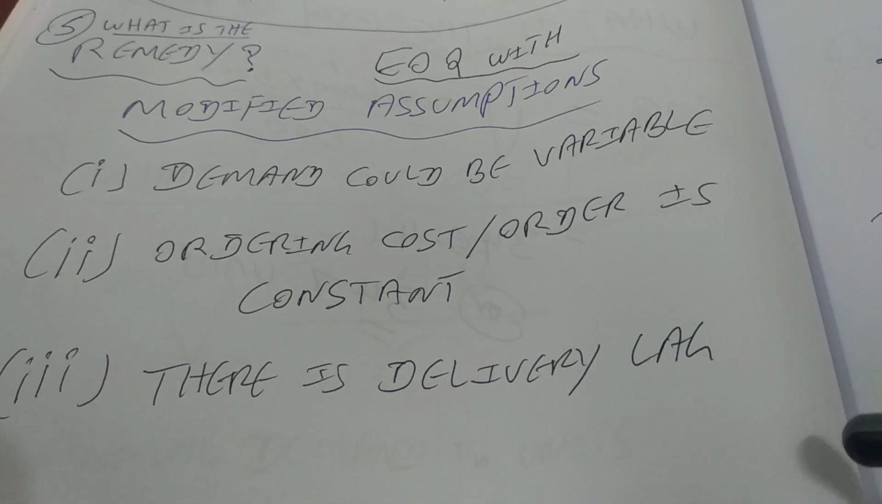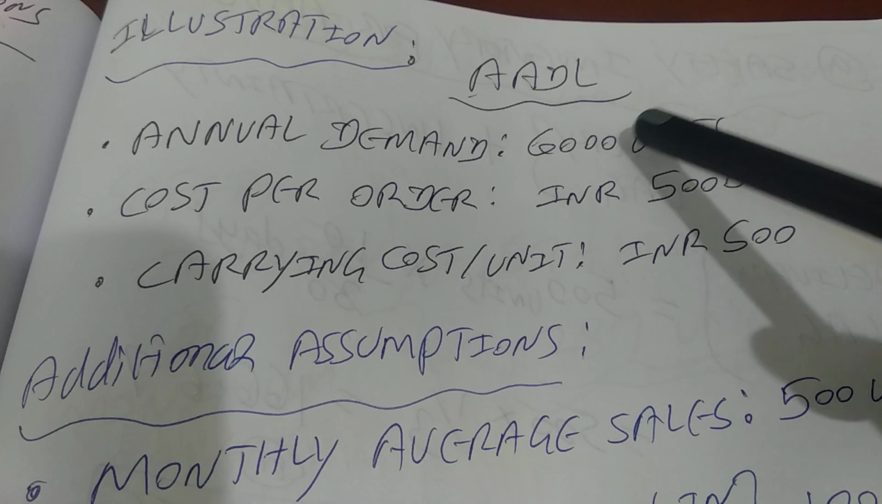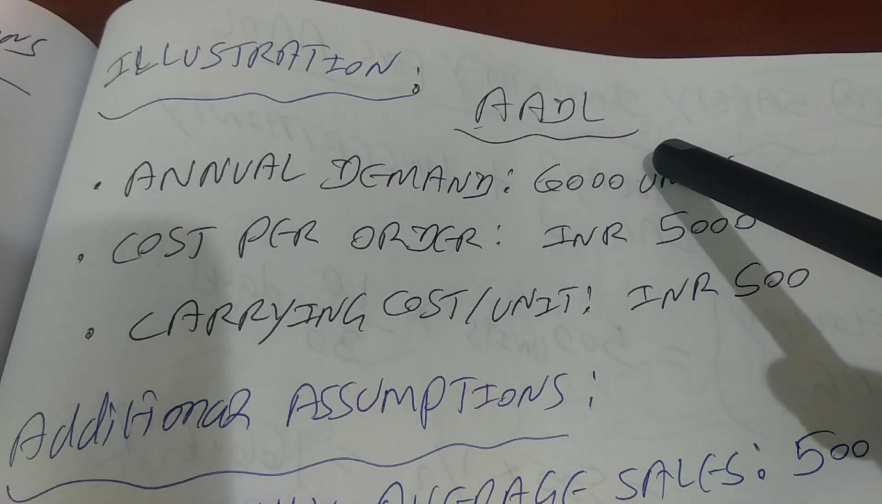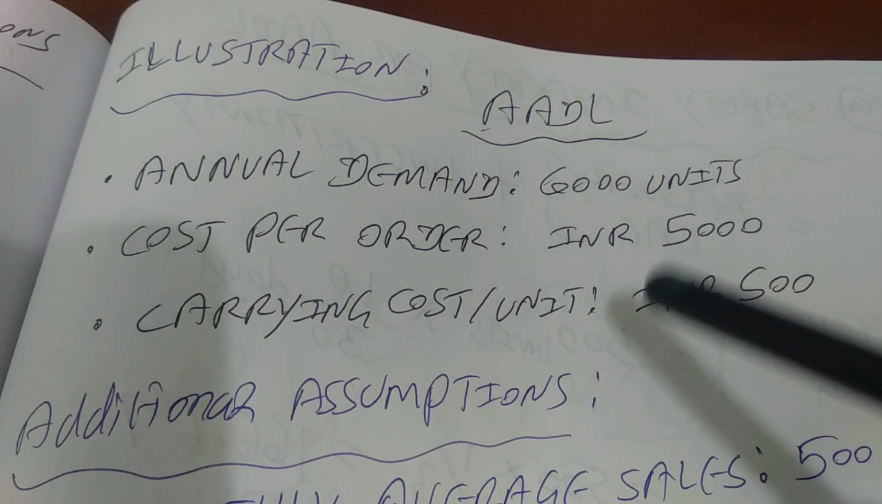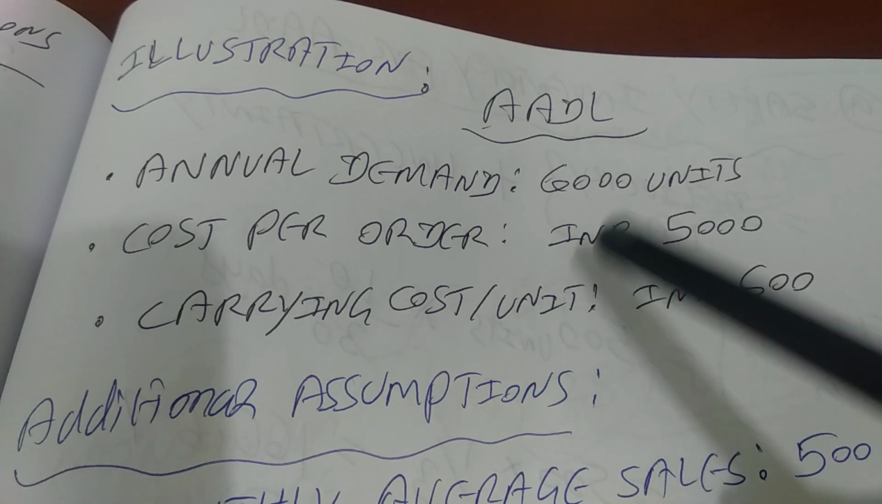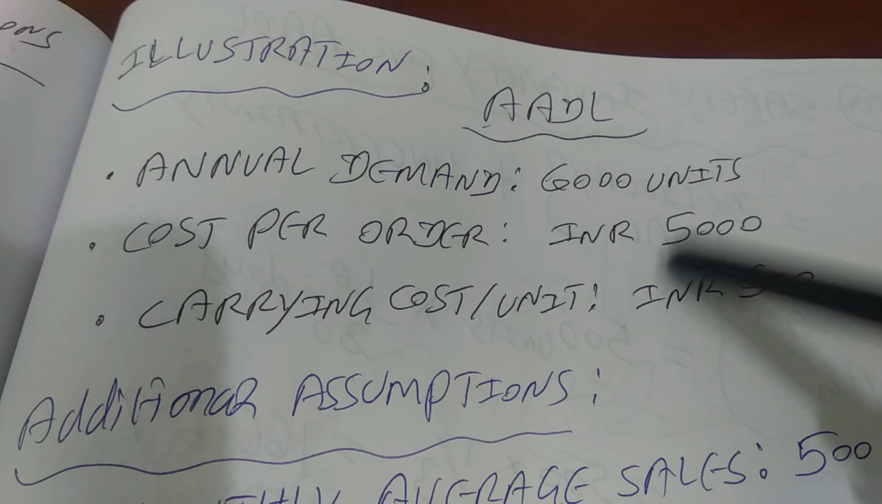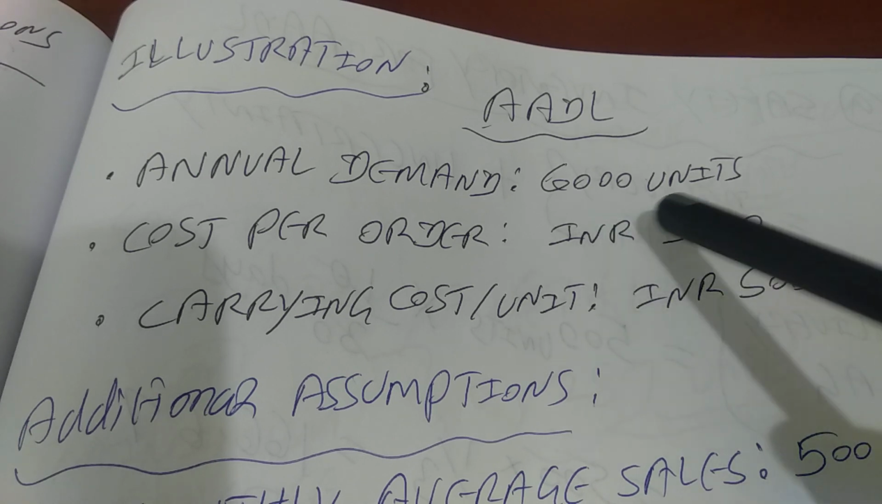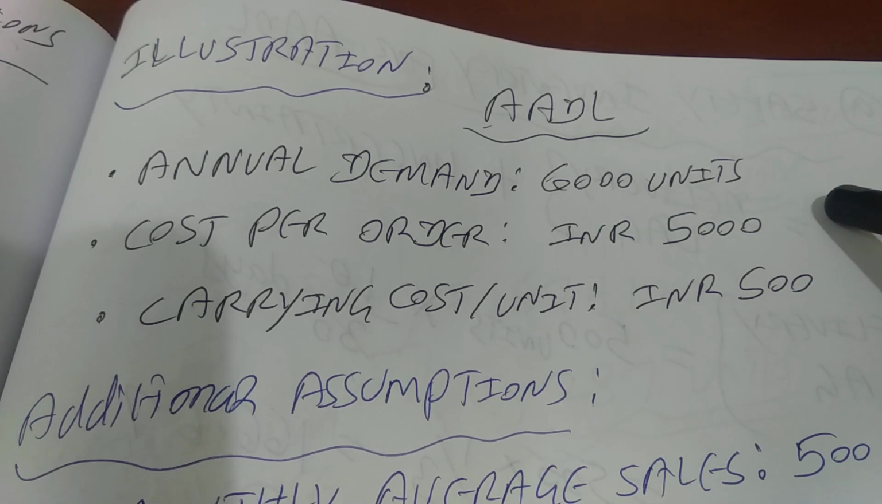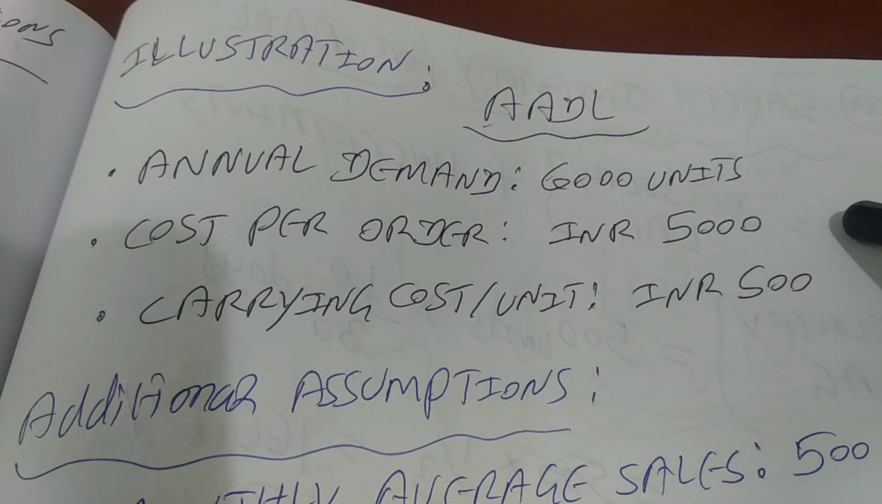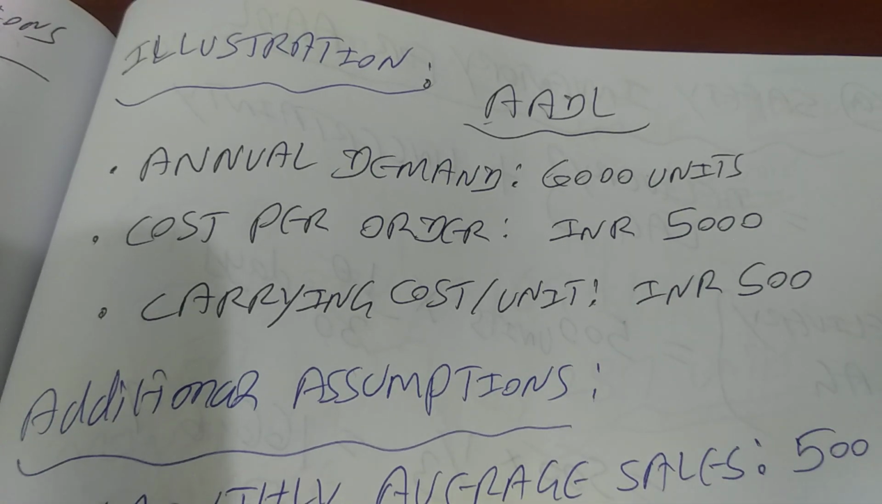The other 2 are relaxed, right? So now we are going to do the same for the company AADL. I am just using a numerical illustration so that you understand this better. These 3 pieces of information are already discussed in the previous section. That means annual demand for that particular item is 6,000 units, cost per order is INR 5,000, carrying cost per unit is INR 500.